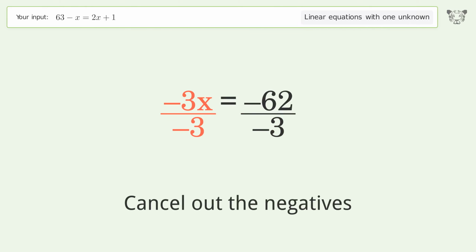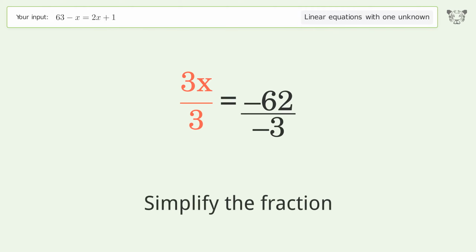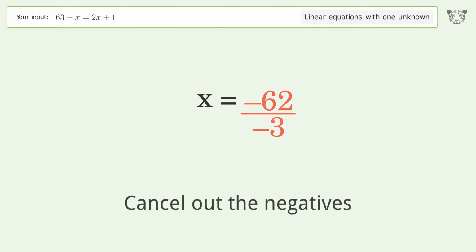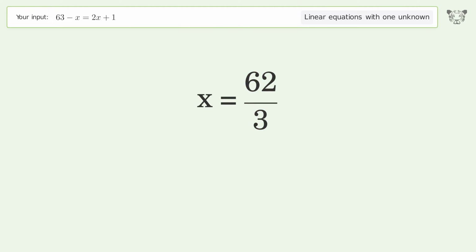Cancel out the negatives. Simplify the fraction. Cancel out the negatives. And so the final result is x equals 62/3.